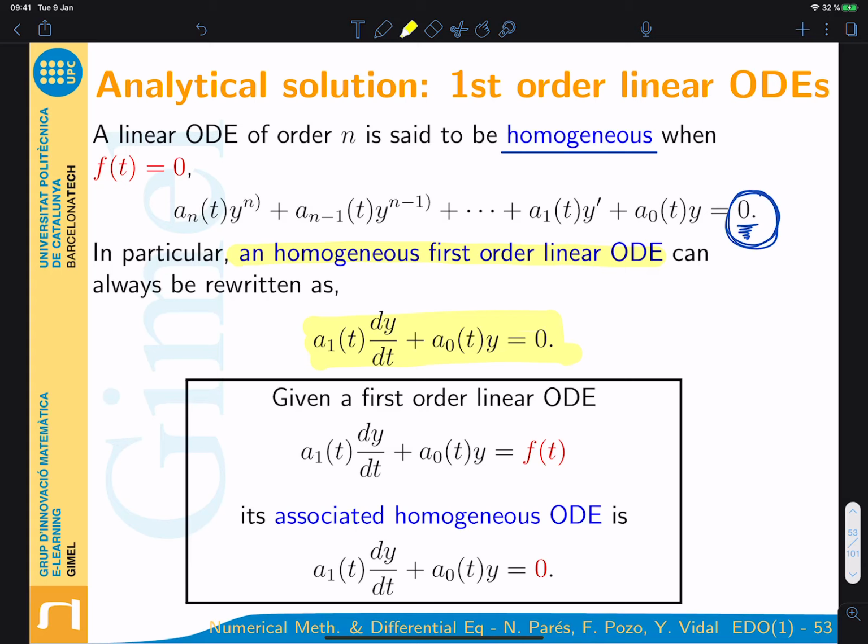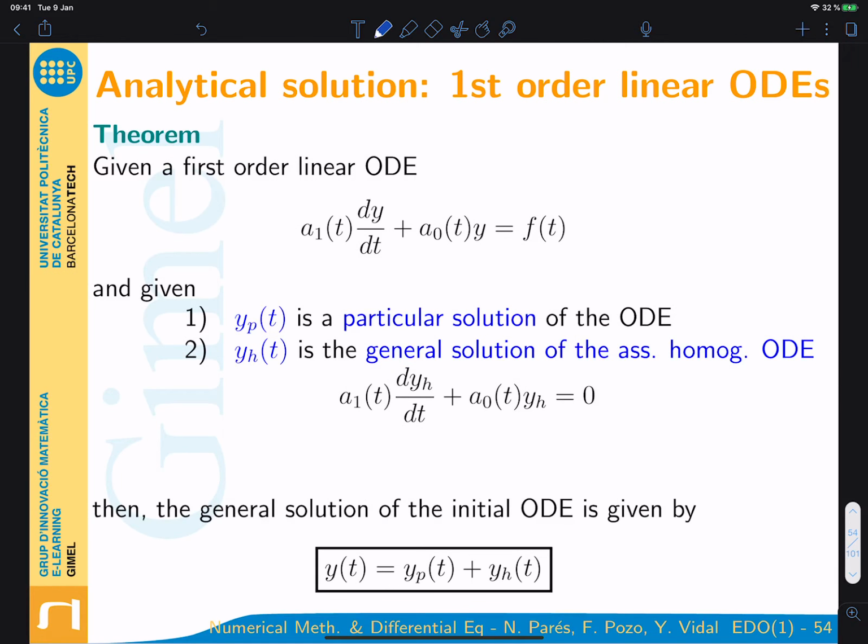Okay, so we will say that when given a first order linear ODE, like this one that we want to solve, it has an associated homogeneous ODE, which is the same ODE, but where we change f of t to 0, okay? This is very important. We will use the associated homogeneous ODE a lot in order to solve this initial ODE.